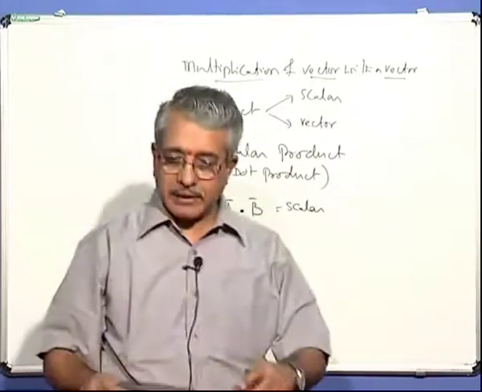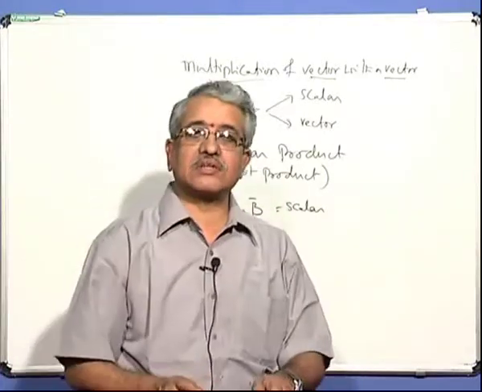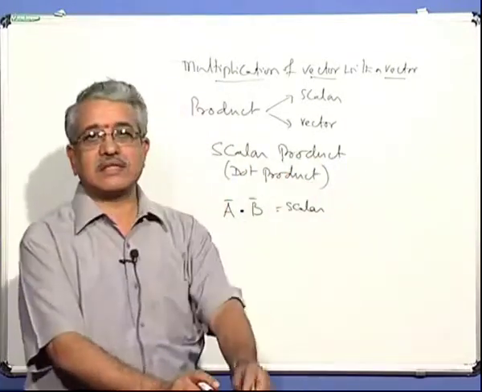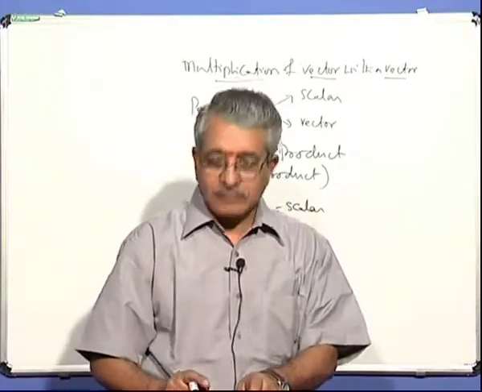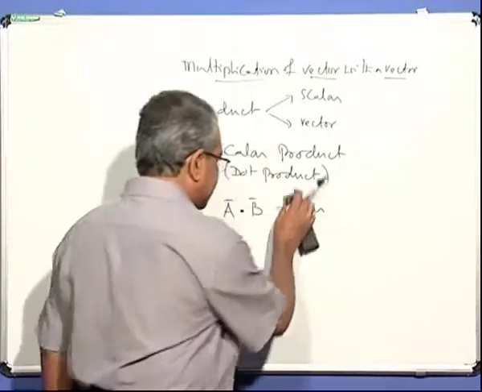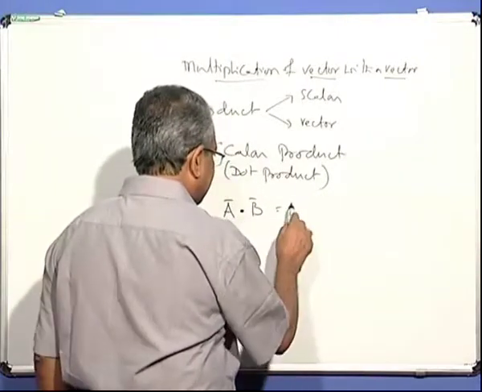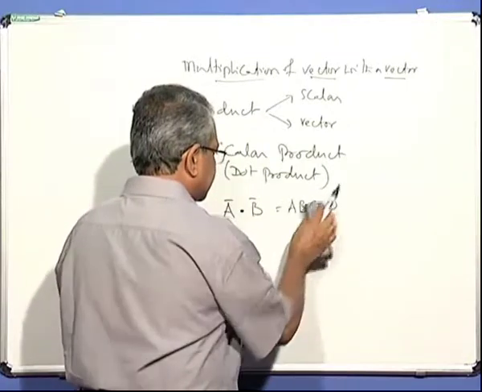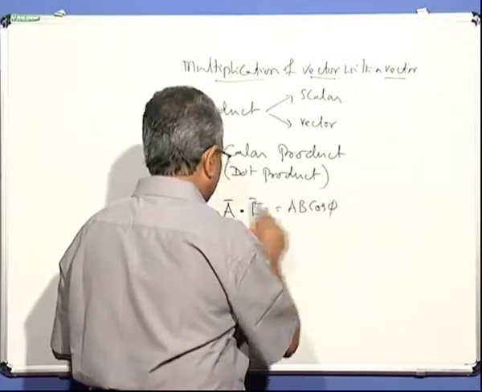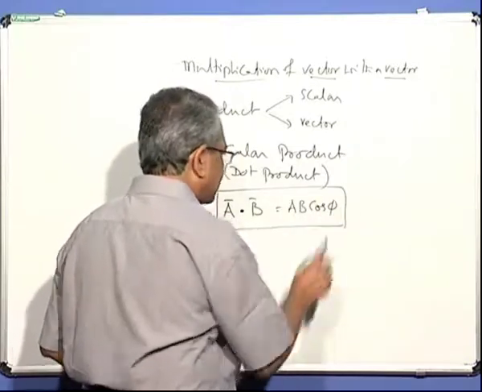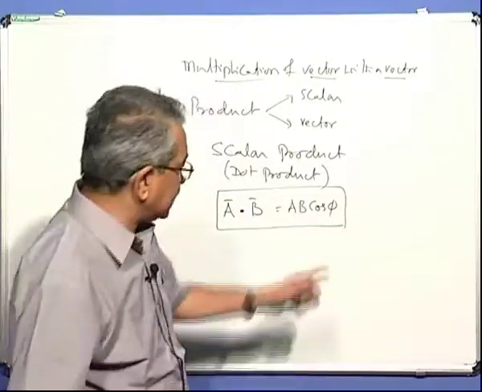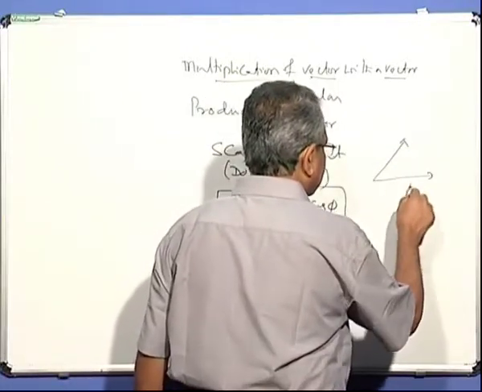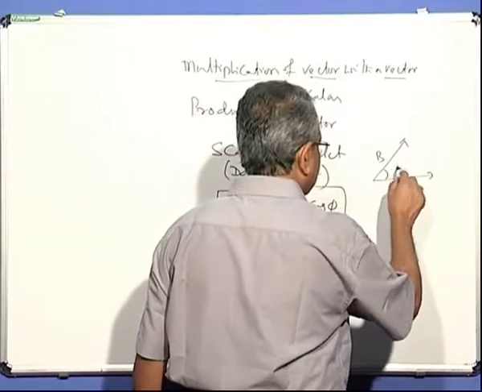If you write A dot B, it means there are two physical quantities A and B which are being multiplied such that we are going to get a scalar. The interaction is going to give a scalar. Then what will be the value of the scalar? The value of the scalar is A B cos phi. That is the notation. That is the definition we have. So, a scalar product of two vectors is defined like this. What is this phi? It is the angle between the two vectors. Suppose there are two vectors like this. This is A, this is B, then that is phi.